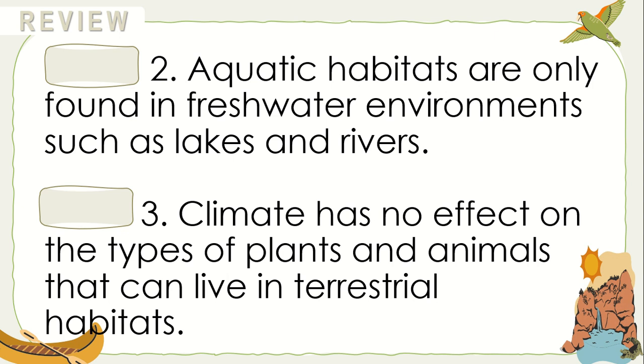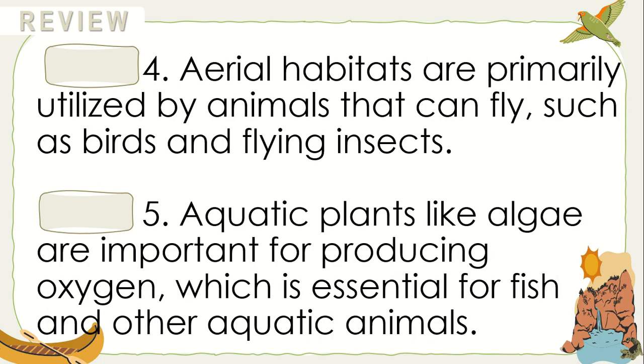Number 3. Climate has no effect on the types of plants and animals that can live in terrestrial habitats. Number 4. Aerial habitats are primarily utilized by animals that can fly, such as birds and flying insects. Number 5. Aquatic plants like algae are important for producing oxygen, which is essential for fish and other aquatic animals.